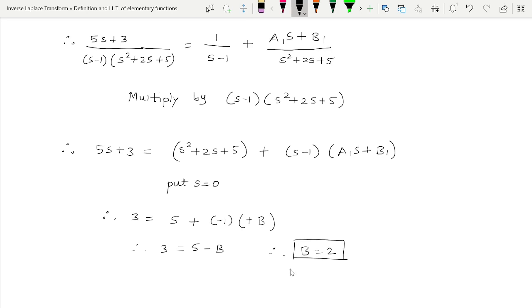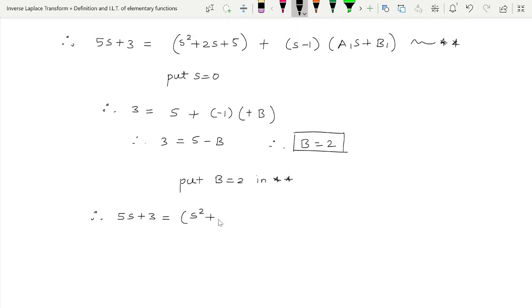So we got the value of b now. I'll call it some double star. So we'll put the value of b in double star. Not b, it should be b1, right? Now can you guess the value of s for which we will get the value of a1?